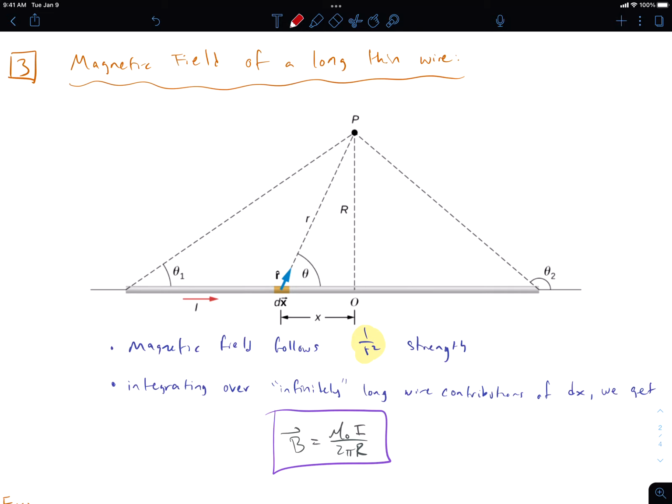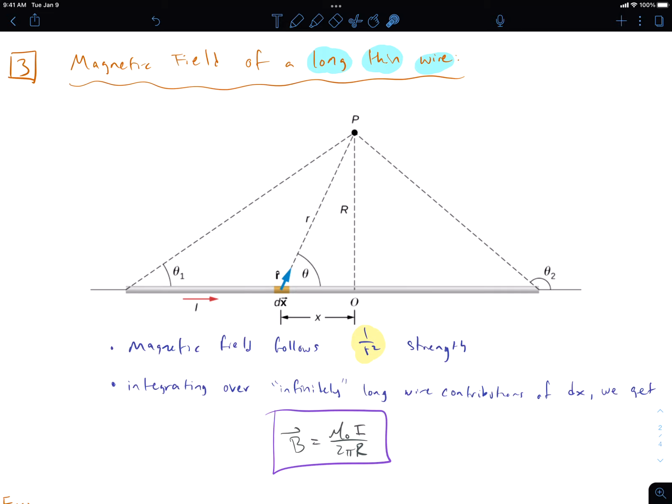Okay, class. So, for the last topic that we are going to cover for Biot-Savart law, we have the magnetic field that is generated by a long, thin wire, right? So this case here is the third case for our Biot-Savart law. It's a long, thin wire.